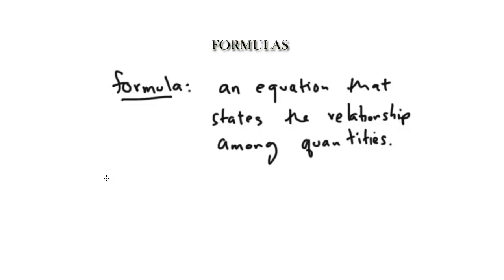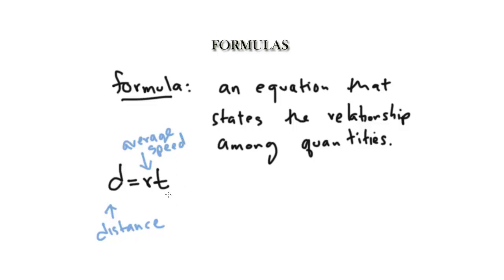So let's take a look at an example. Let's say we have D is equal to RT. Okay, so D is the distance, right? So this is a formula, right? D represents the distance, and the R is the average speed, and the T is the time. Okay, so we can start off with that formula, right? D equals R times T, right?